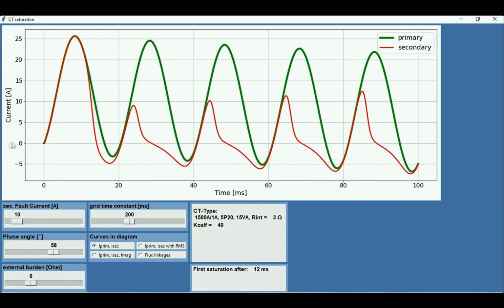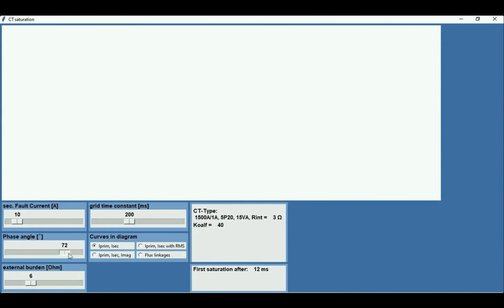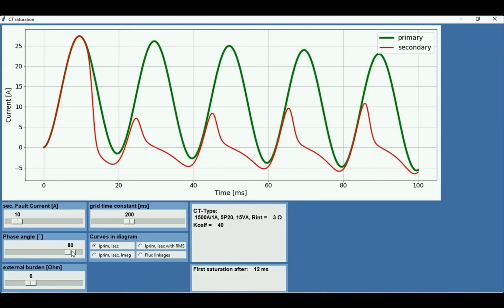Look, the 0 point is here. That means the first periods we have a strong DC, full DC on the short circuit current. And this DC drives the current transformer into saturation. And that is a thing where we have to look at very carefully. We can increase it even more if we increase the phase angle here, but you see the effect is there. And that is of course a thing which has to be considered, because these DC components may happen.